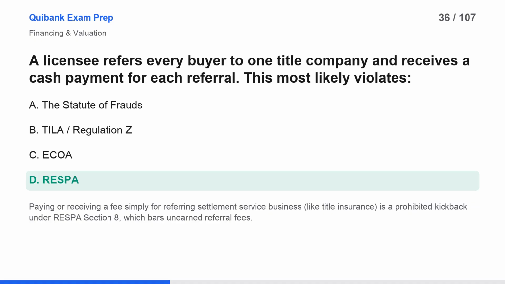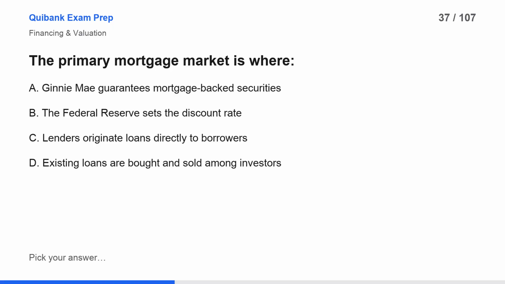The answer is D. RESPA. Paying or receiving a fee simply for referring settlement service business, like title insurance, is a prohibited kickback under RESPA Section 8, which bars unearned referral fees. Question 37. The primary mortgage market is where? A. Ginnie Mae guarantees mortgage-backed securities. B. The Federal Reserve sets the discount rate. C. Lenders originate loans directly to borrowers. D. Existing loans are bought and sold among investors.